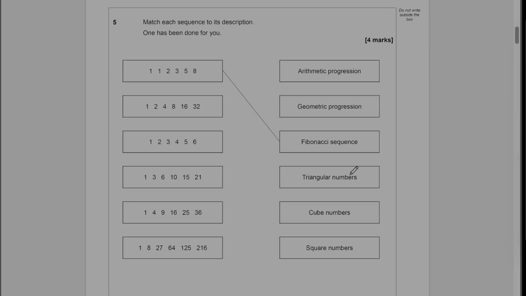Okay, question five. Match each statement to its description. One has been done for you. So we've got the Fibonacci sequence done for us. 1, 2, 4, 8, 16, 32. They're doubling each time. So that means that's a geometric progression.